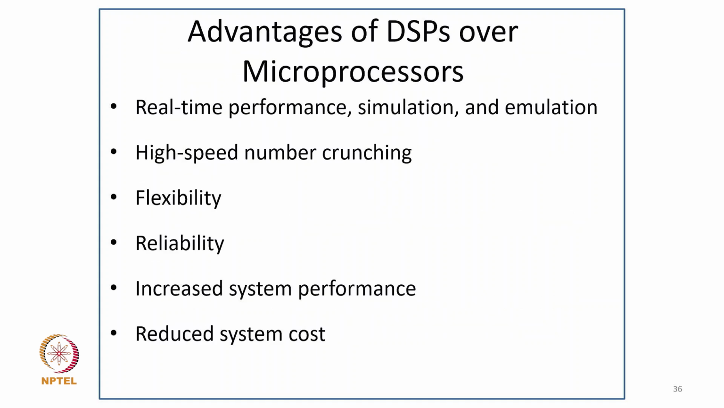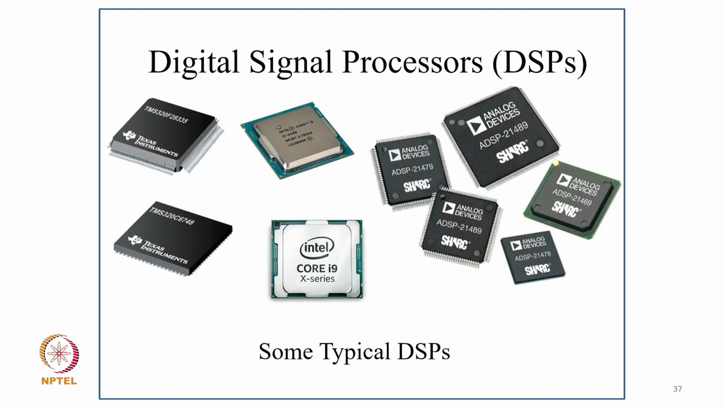Coming to the advantages of DSP over the microprocessor: real-time performance, simulation and emulation, high-speed number crunching, flexibility, reliability, increased system performance, and reduced system cost. That's the reason nowadays we use a large number of DSPs. Typical examples of different kinds of DSPs, like Texas Instruments DSP, Analog Devices DSP, are shown here as photographs, in surface mount packages.